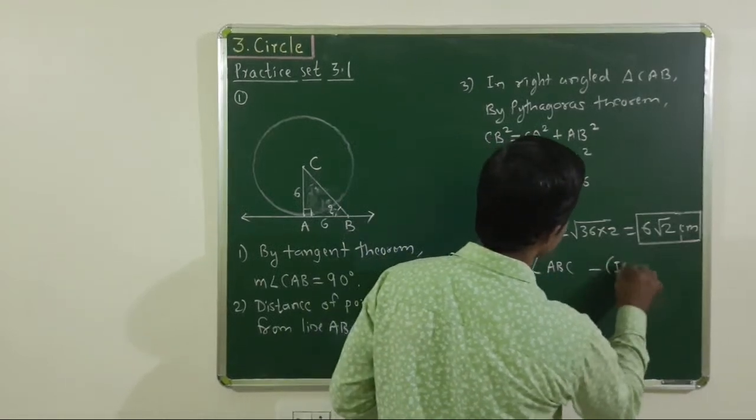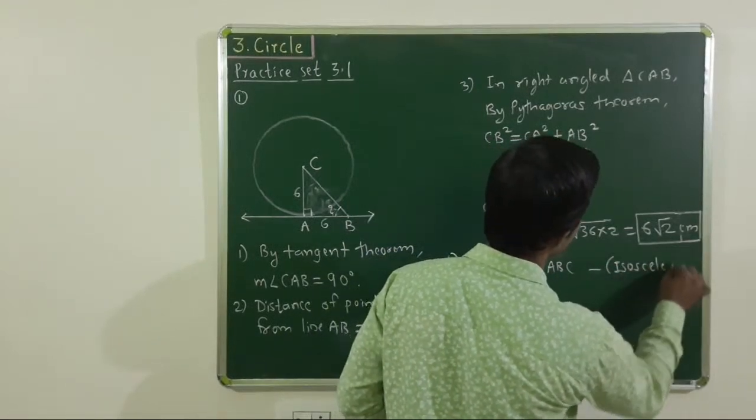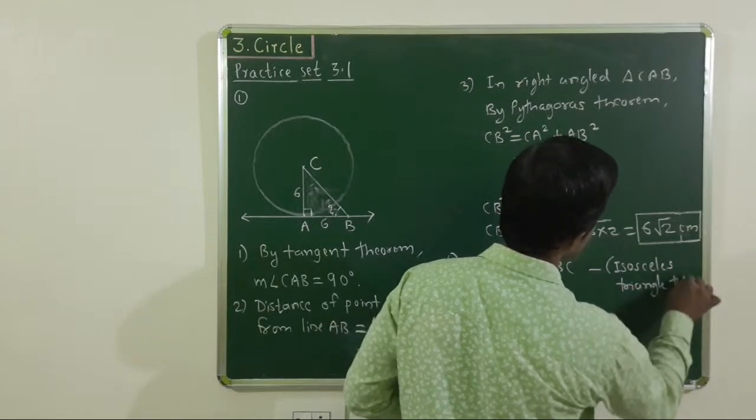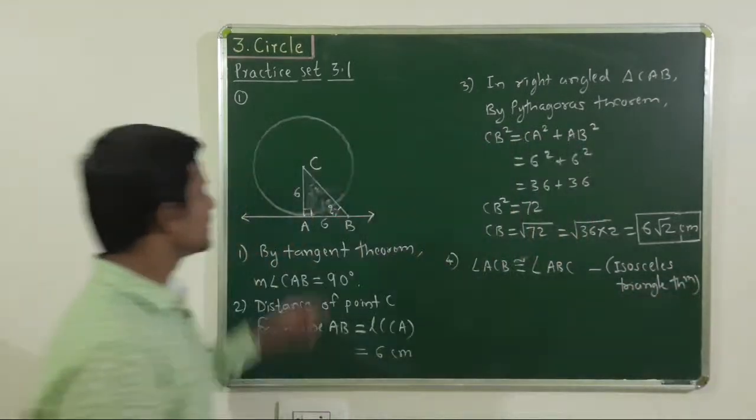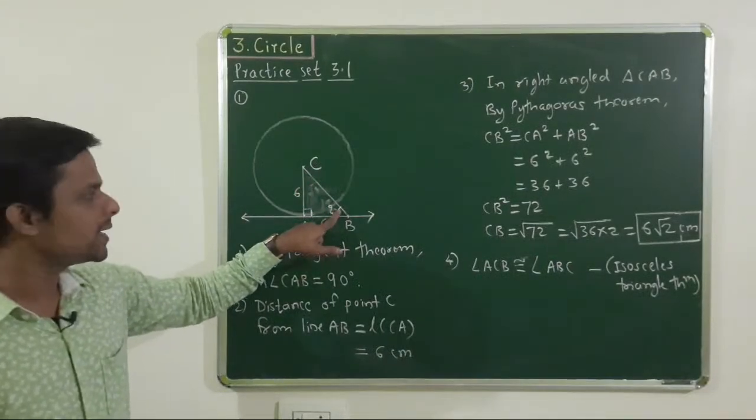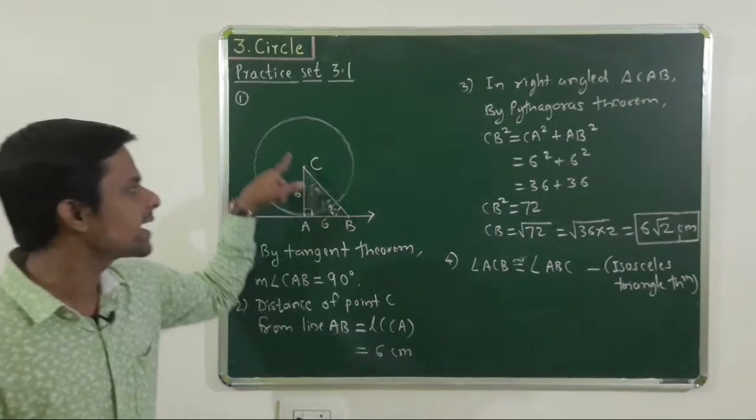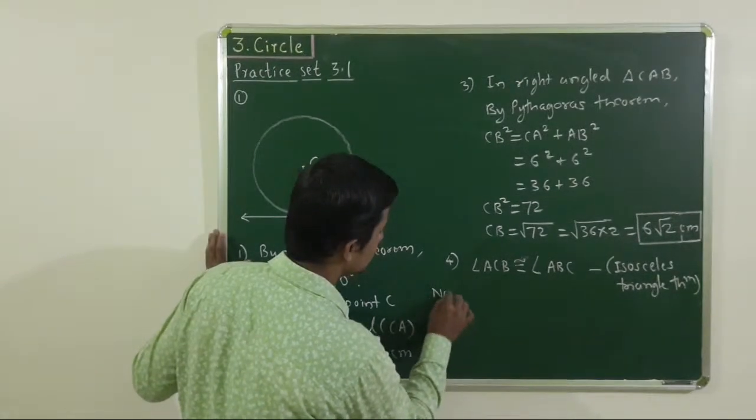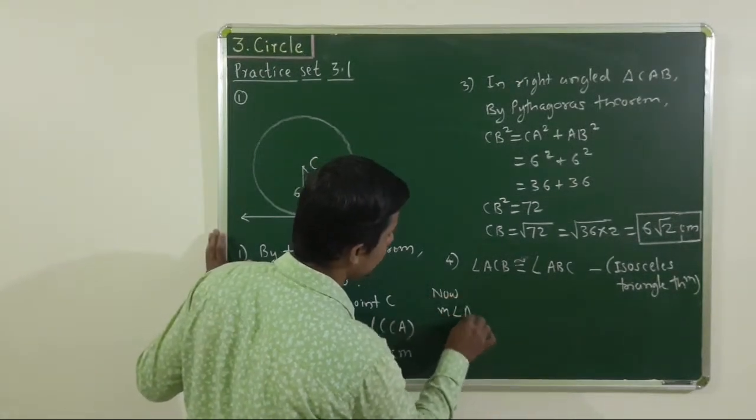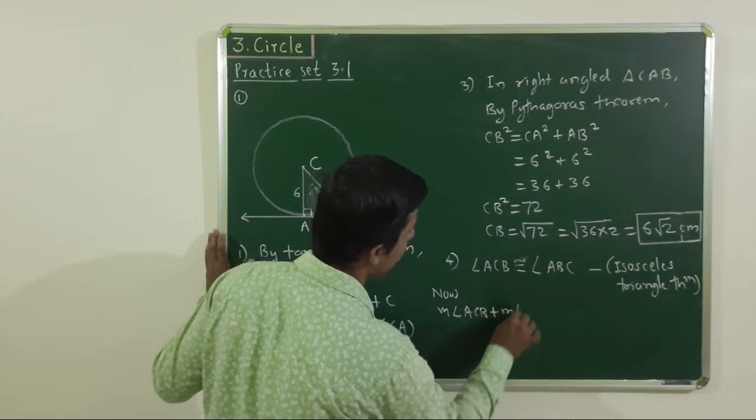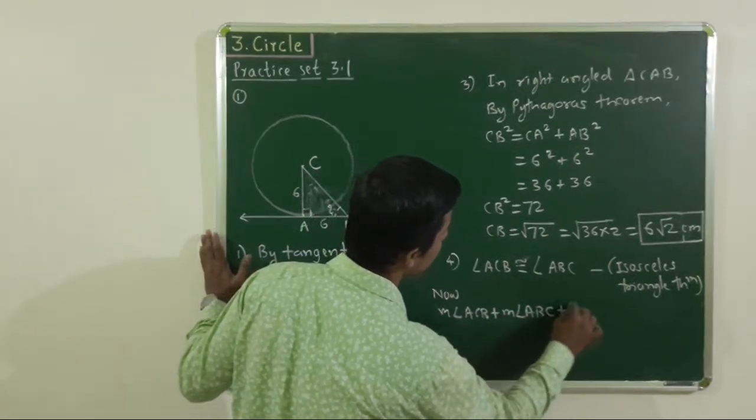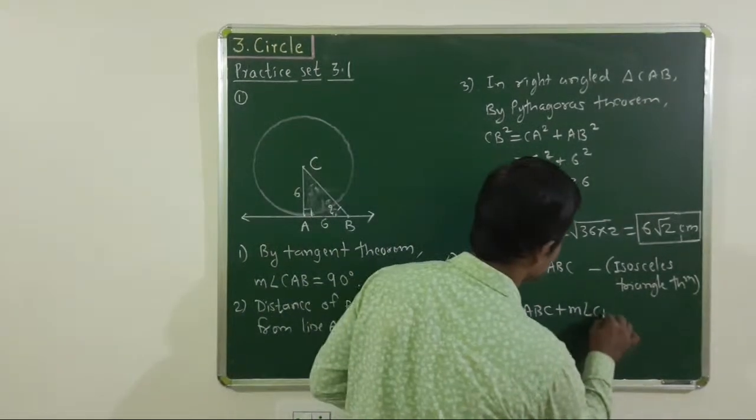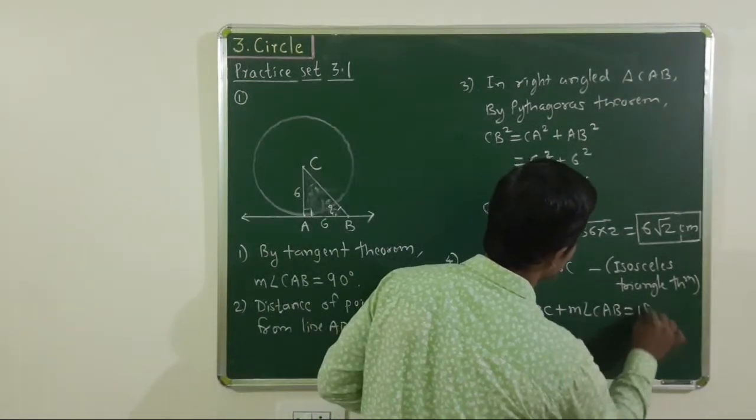Reason: isosceles triangle theorem that you have learned during previous years. Angle ACB is congruent to angle ABC. Now the sum of all three angles is 180 degrees. So measure of angle ACB plus measure of angle ABC plus measure of angle CAB is equal to 180 degrees.